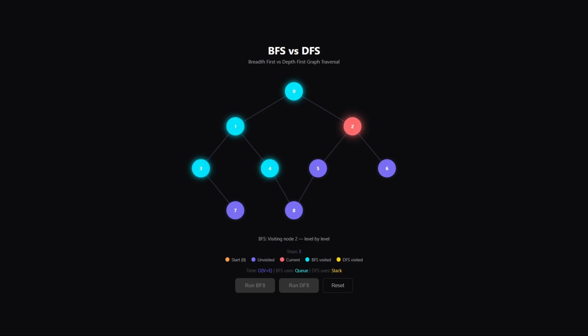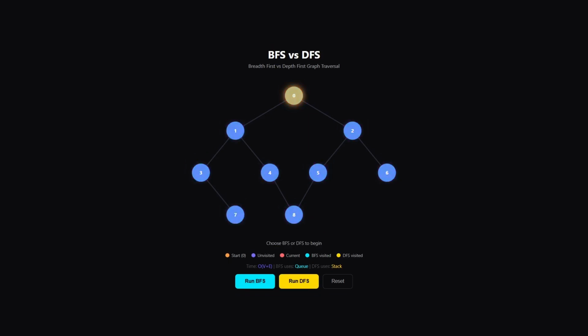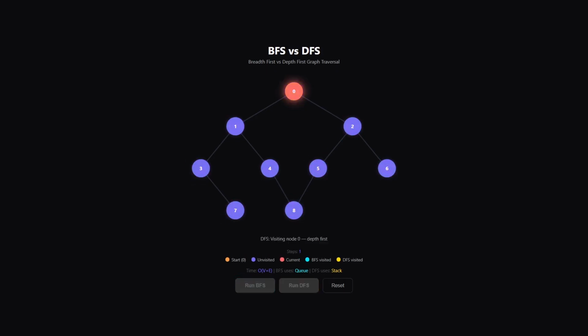Watch BFS first. Breadth-first search starts at node 0 and does something very specific. It visits every single neighbor before going deeper. Notice the pattern. Level 1 first, then every node at level 2, then level 3. It spreads outward like a wave, touching every node at the same distance before moving further. This is why BFS guarantees the shortest path. Every node is visited in order of its distance from the start.